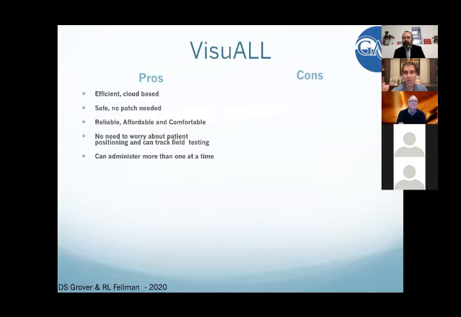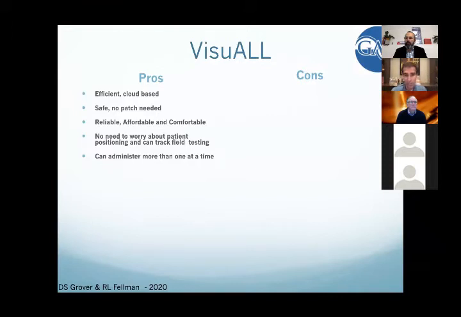So when we think about the pros and cons, what's it like using this VisuALL system versus the Humphrey visual field system? This is an efficient cloud-based platform. It's safe. There's really no patch needed. You're actually testing both eyes at the same time. It's comfortable. It's reliable. You have those patients that are leaning into the bowl, or have neck issues, or are in a wheelchair, or have a hard time sitting up there, and the patients can put it on and sit in any position they want.